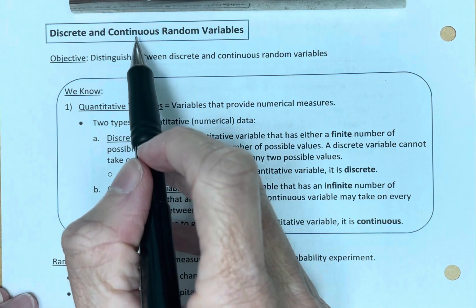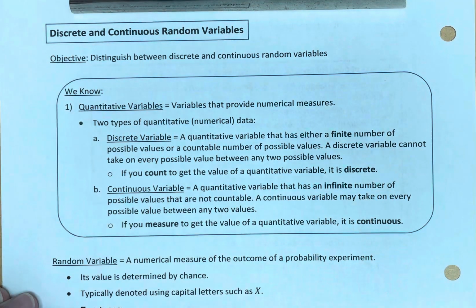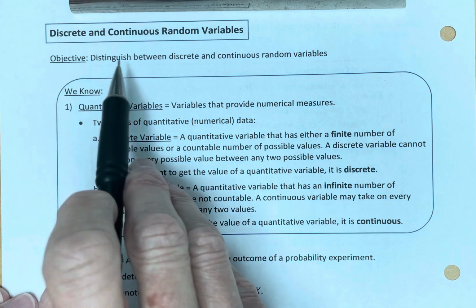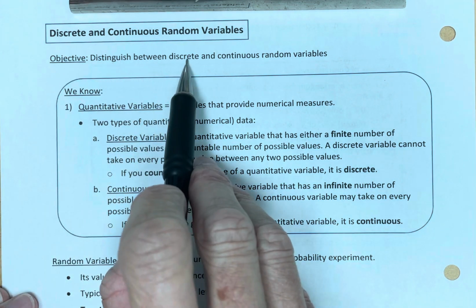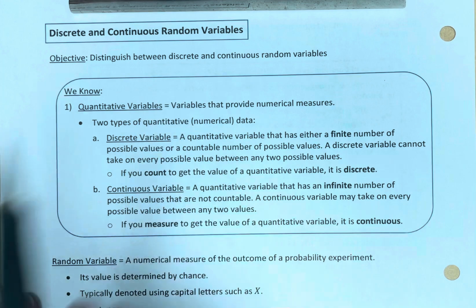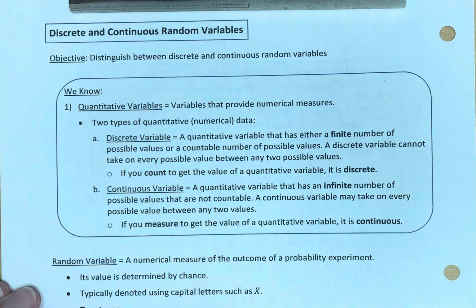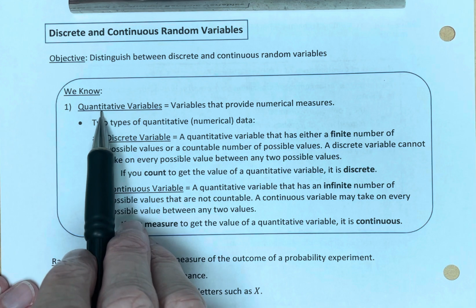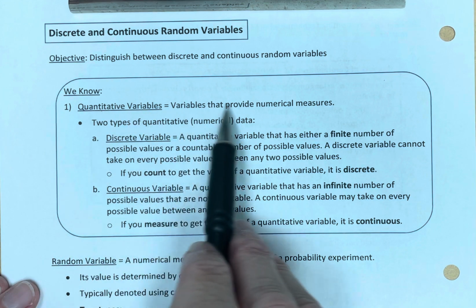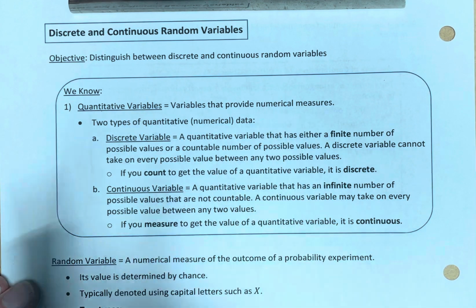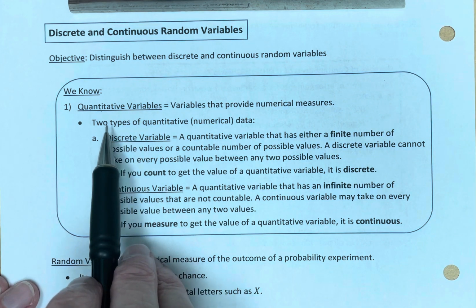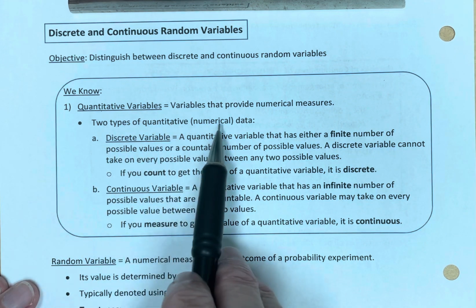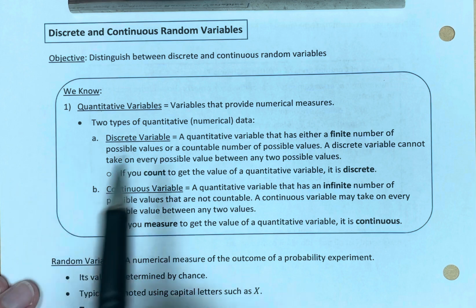Discrete and continuous random variables. Our objective? To distinguish between discrete and continuous random variables. So what do we know coming in? We know that quantitative variables are variables that provide numerical measures. And there are two types of quantitative or numerical data.